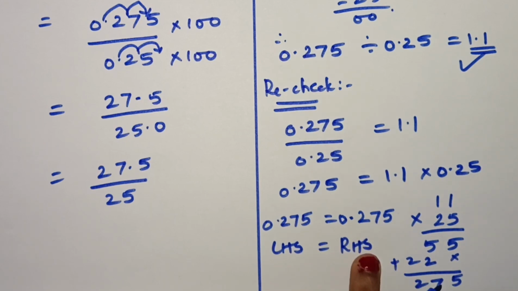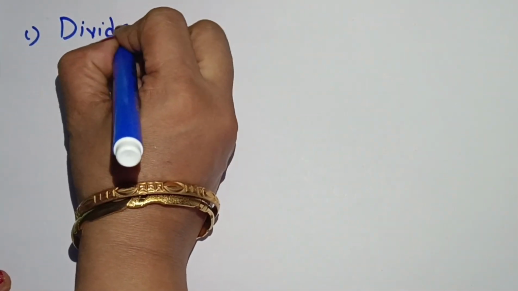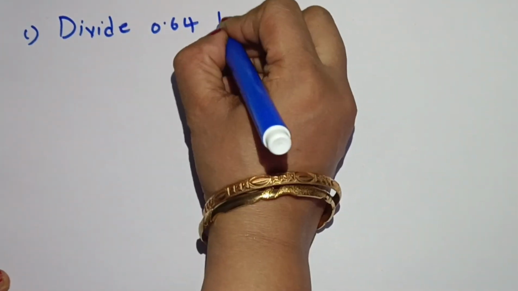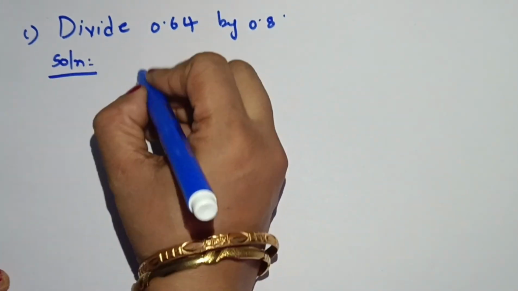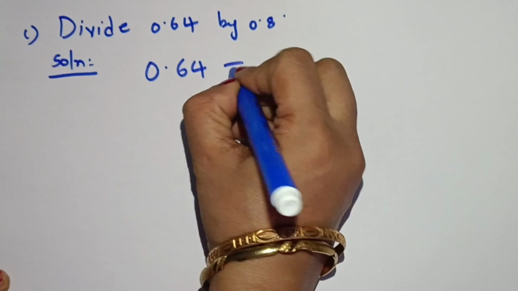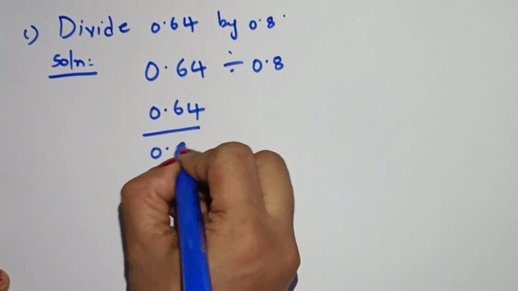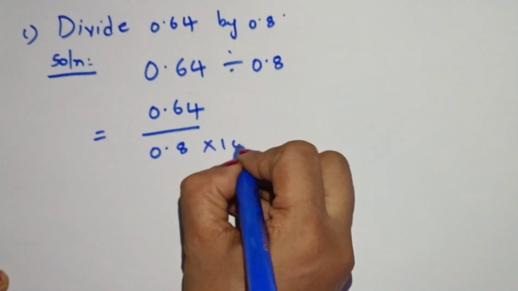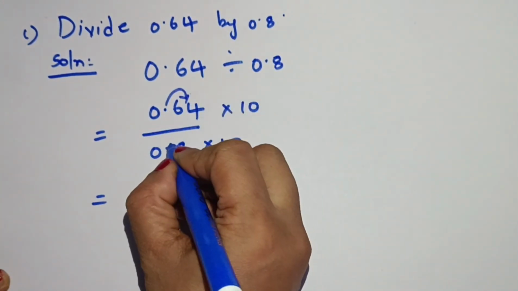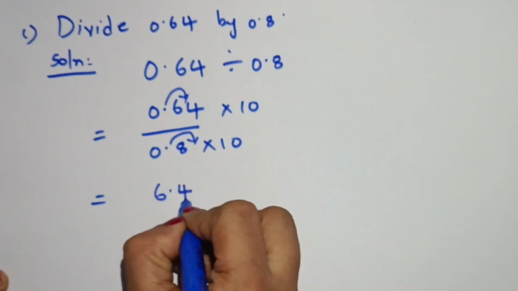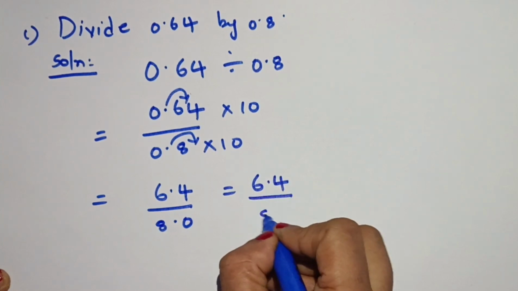In this way, our answer is correct. Now let's switch to the next sum. Divide 0.64 by 0.8. Solution: 0.64 divided by 0.8. Multiply by 10 and 10. Shift one place and shift one place over here. So your new question is 6.4 divided by 8.